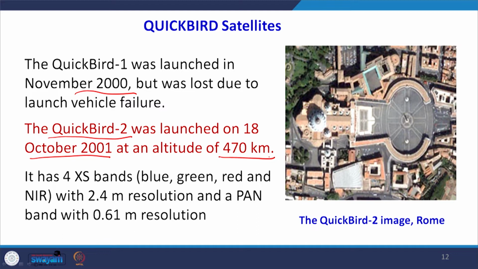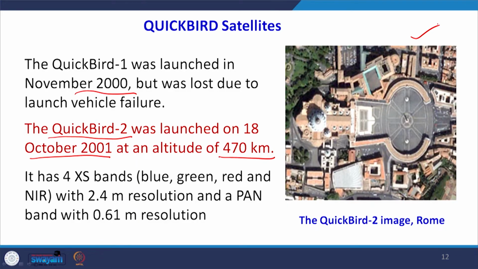So it had 4 multispectral bands, blue, green, red and near infrared, at 2.4 meter resolution. Earlier it was 4 meter resolution from Ikonos data, but from QuickBird now we have 2.4 meter resolution, and the panchromatic data was also 0.61 meter precisely. Earlier it was 1 meter data. So we had better and better resolution. That means more and more clarity, more and more identification of those smaller objects.